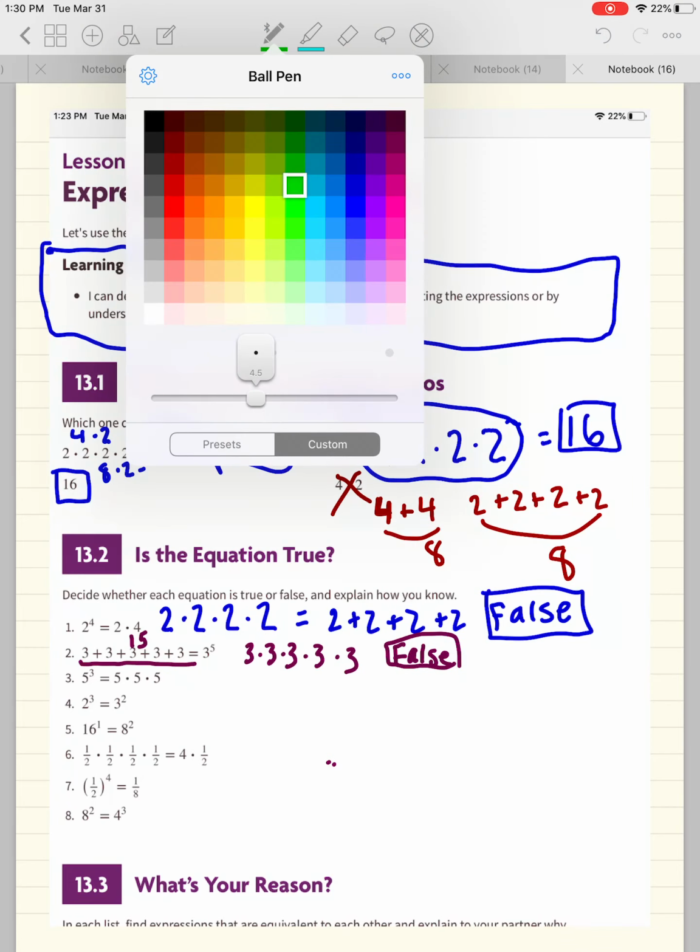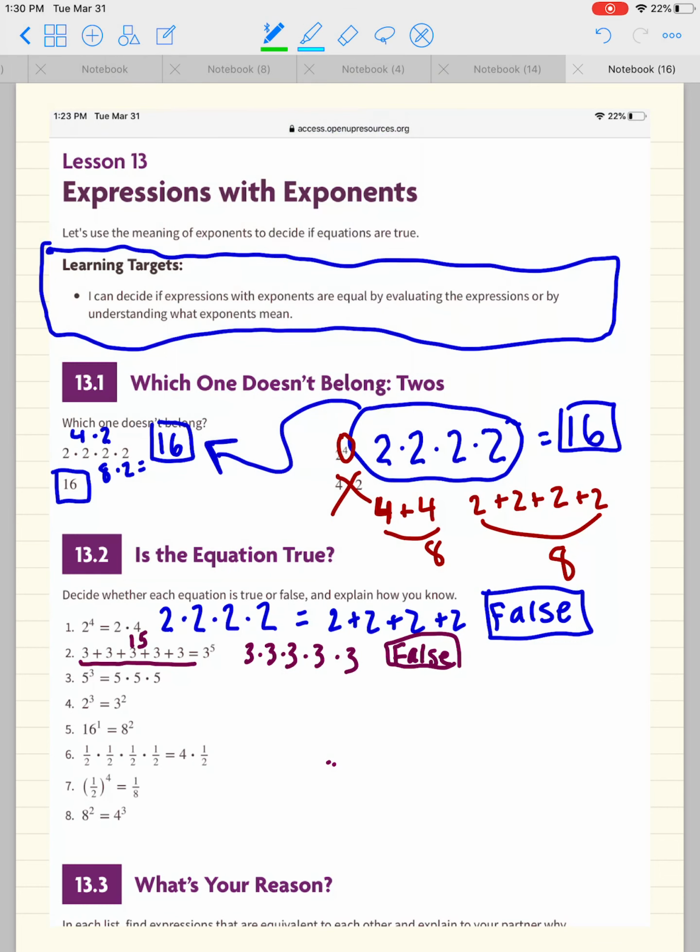Okay, let's look at number 3. 5 to the third power equals 5 times 5 times 5. That is exactly what 5 to the third power is telling you to do. It's telling you to multiply 5 by itself 3 times. And so this is true.